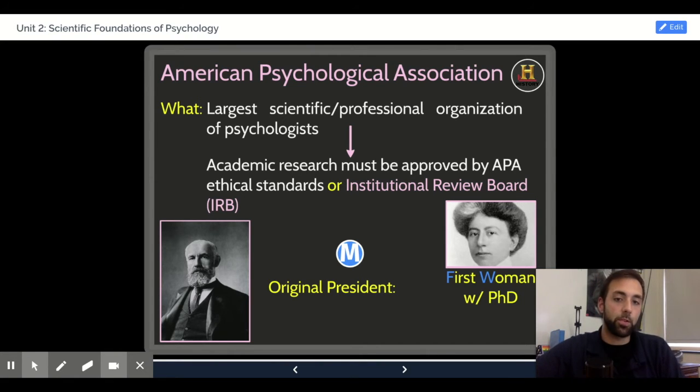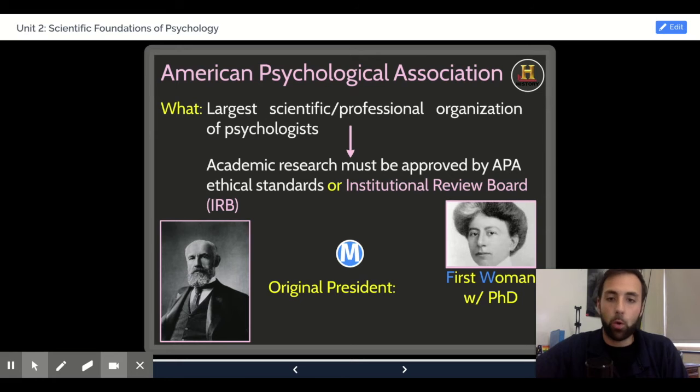Or the Institutional Review Board, which can be a secondary example of what we consider organizations that focus on ethical standards. We're going to be talking a lot about in the next slide some of the expectations and standards that are necessary in order to actually conduct research and have that research be approved.